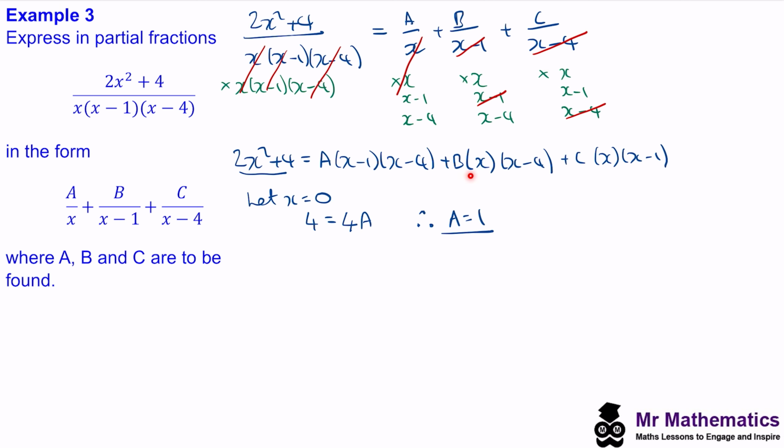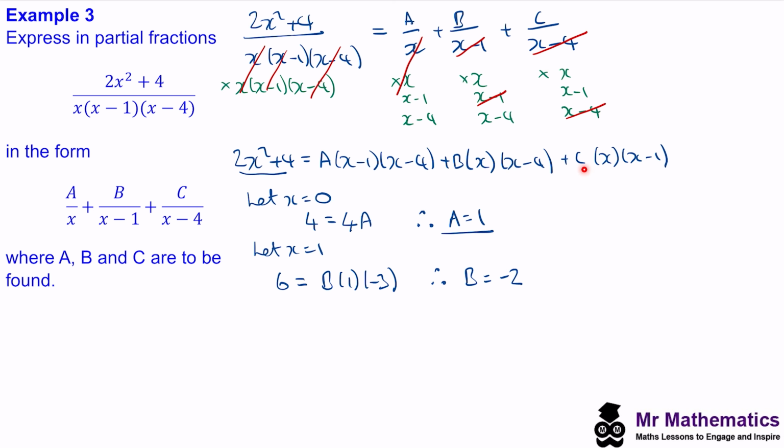And to work out the b term, we can let x equal positive 1, because then this will go and this will go. So let x equal 1. 2x squared, well 2 times 1 plus 4 is 6. And this will equal b lots of 1 lots of 1 take away 4, so minus 3. So therefore, b must equal negative 2.